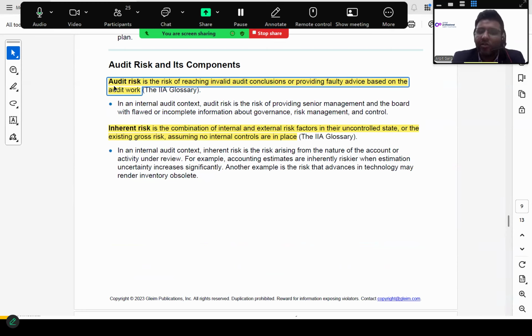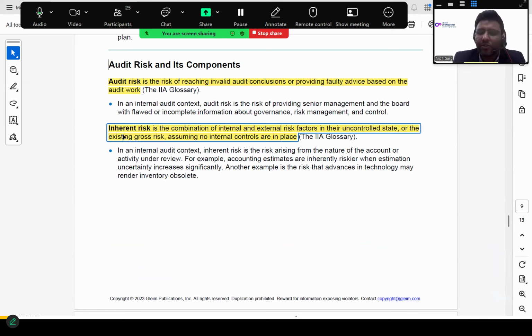Once again, audit risk is the risk of reaching invalid audit conclusions or providing faulty advice based on the audit work. Right, so it's basically an inappropriate opinion and incorrect conclusions. In an employed context, audit risk is a risk of providing senior management and the board with flawed or incomplete information about the GRC process.